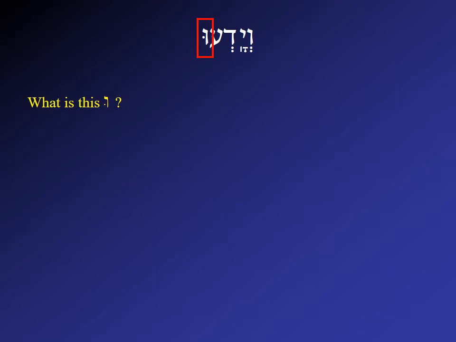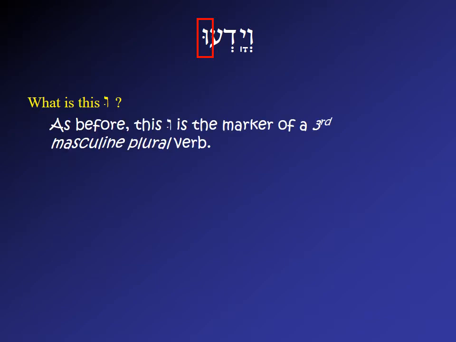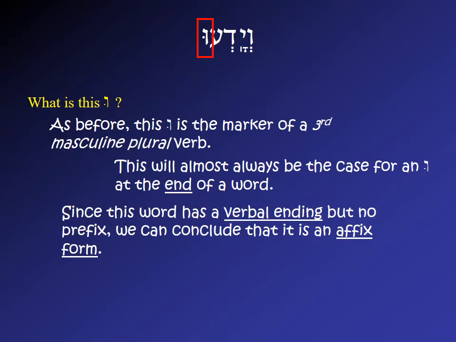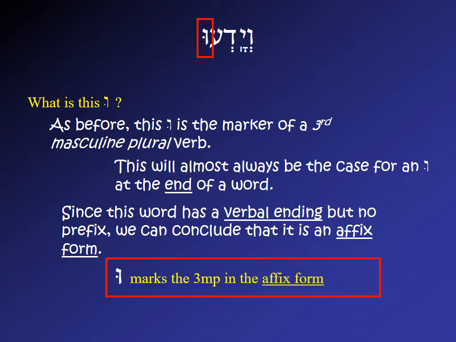Now this vav at the end of the word is a marker of the third masculine plural verb. This will almost always be the case for a shureq that's hanging out at the end of a word. It will almost always be indicating some form or another of a third masculine plural verb. In this case, the word has a verbal ending, but there's no prefix. So this is, in fact, an affix form of the verb, and the shureq is our third masculine plural affix. So take note of this. The shureq marks the third masculine plural in the affix form.